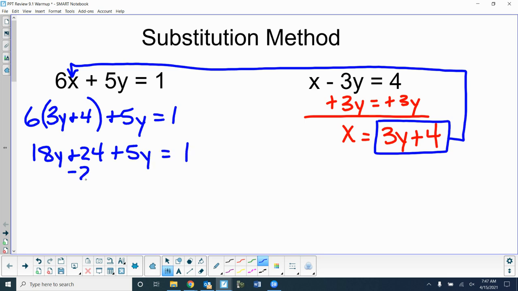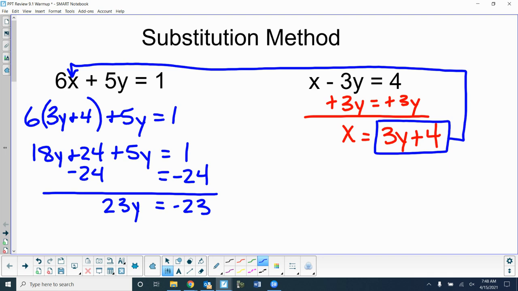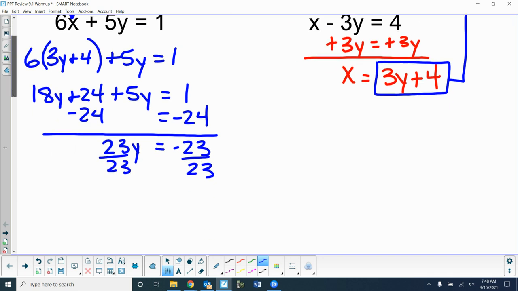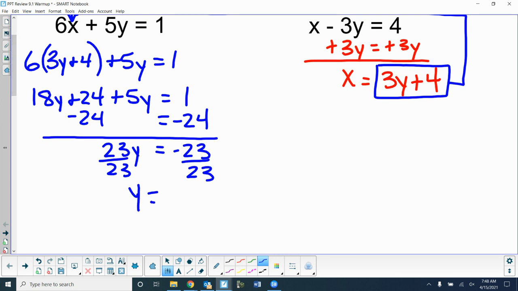And then I would subtract 24 to get it on the other side, because we want to get y by itself. So then 18y plus 5 is 23y. And then 1 minus 24 is a negative 23. And when I divide by 23, I get y equals negative 1. So I'm half done, right? I got my y answer. Now I got to figure out my x answer.